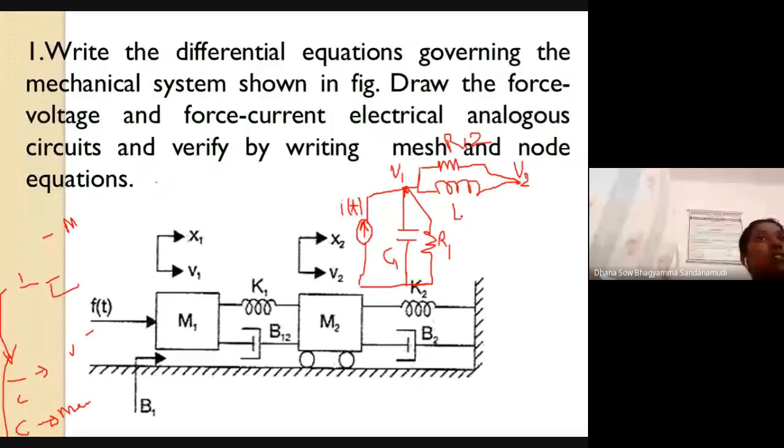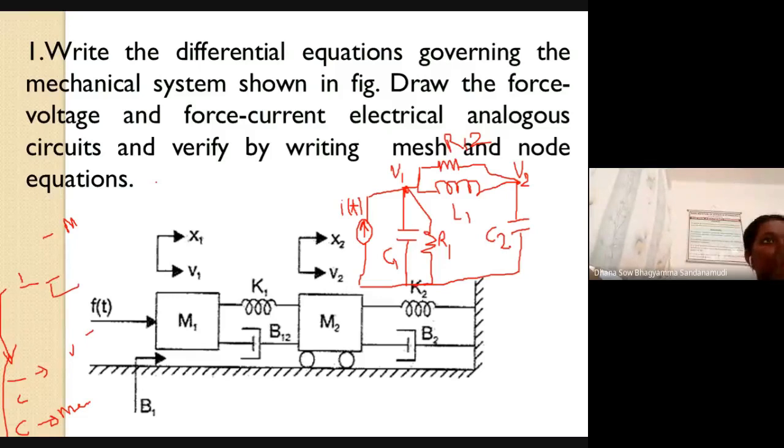This is L1. Now at node 2, at M2 there is a force. M2 is directly proportional to C2. Proportional means analogous. It is analogous to C2, not 1 by C2. So C2 should be connected in parallel. This is C2 at node 2.